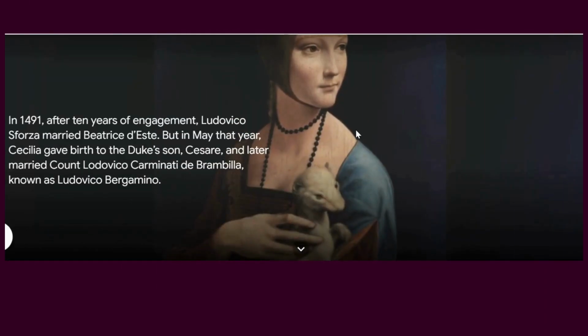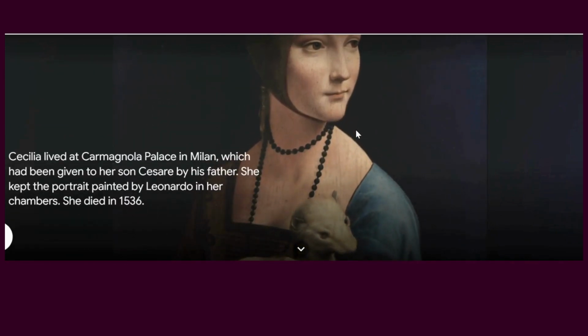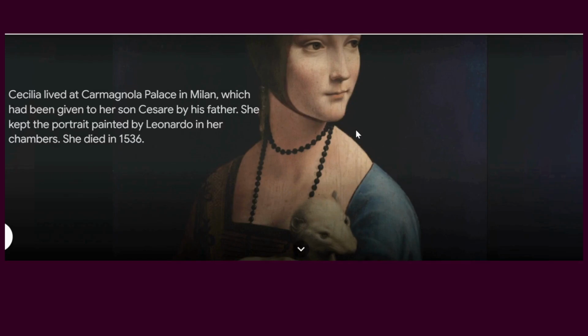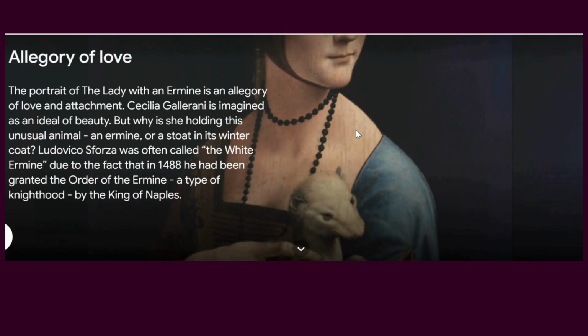In 1491, after 10 years of engagement, Ludovico Sforza married Beatrice d'Este. But in May that year, Cecilia gave birth to their son, Cesare, and later married Count Lodovico Carminati di Brambilla, known as Ludovico Bergamino.